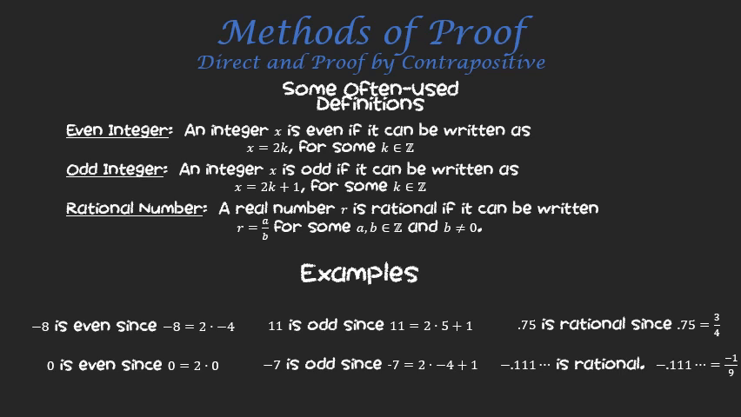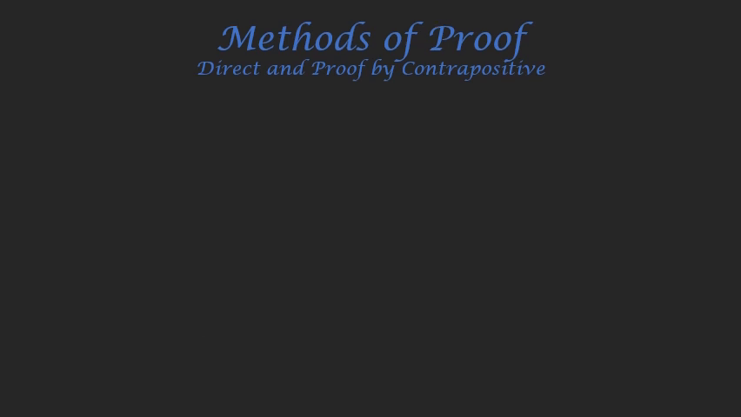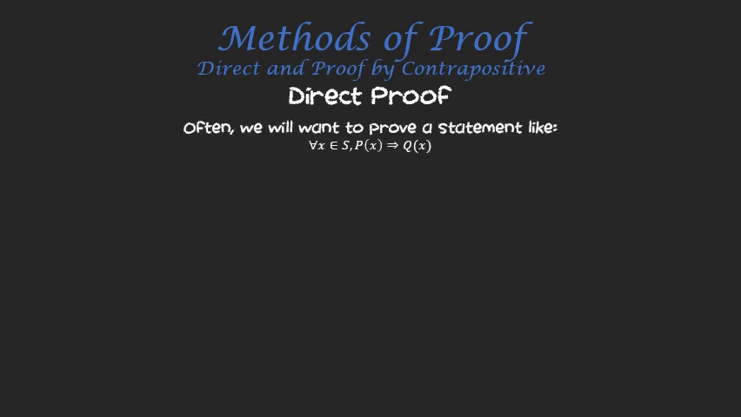All right, so we'll use these along the way with some proof examples that we'll see in a second. So the first method of proof we're talking about in this video is direct proof. So this is proving something directly. And oftentimes what we'll be proving is a universal statement attached to an implication. So for all x in S, P of x implies Q of x, something like that.